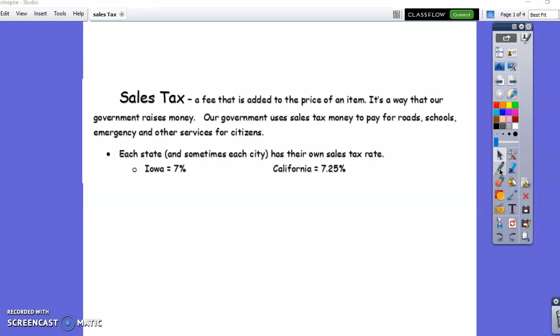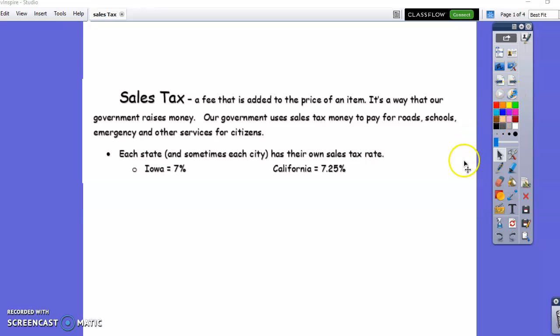Each state and sometimes each city within that state has their own sales tax rate. So Iowa has a 7% sales tax rate. So that means for every dollar you spend, you have to pay 7 cents. And then California has a 7.25% sales tax rate. I know that sounds kind of weird to have that as a percent rate, but really for every dollar they would pay 7.25 cents.